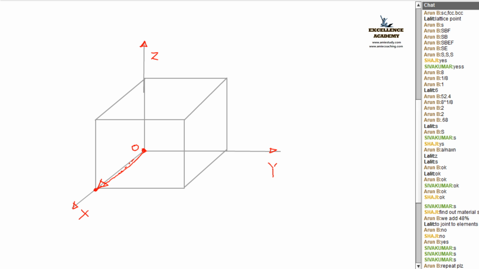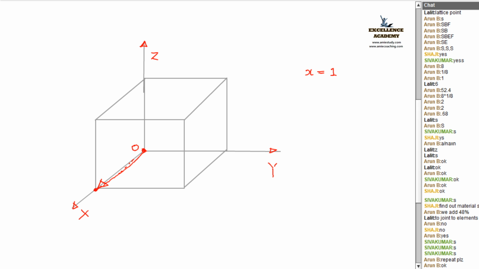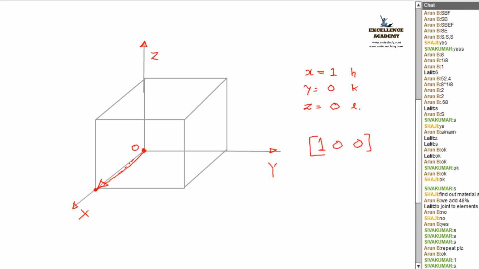So what is the value of x? Say this is a unit cell, which means the dimensions are unity. So from 0 to x, what is the value? Along the x-axis it is equal to 1. Along the y-axis, what is the answer? 0. Along the z-axis, what is the answer? 0. This is my h, k, l value. How will you represent this? You will represent this as [1 0 0] in square brackets, right? Is it now clear?